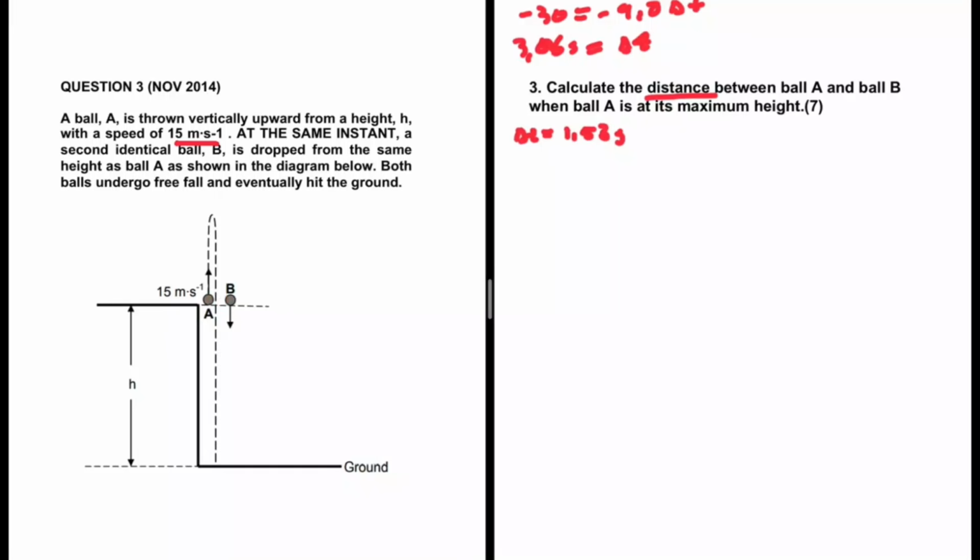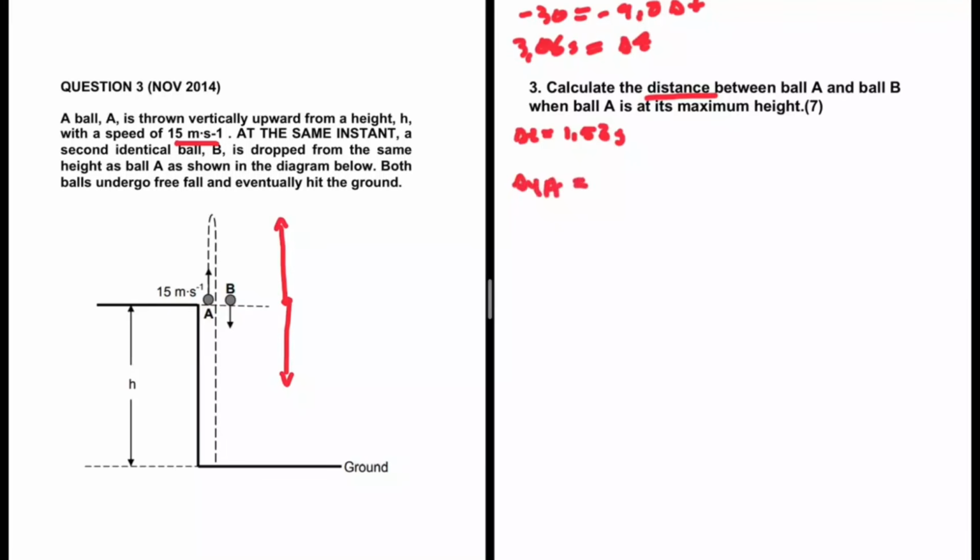In 1.53 seconds, ball A reaches its maximum height. So let's take a look. We have ball A going upwards to reach its maximum height. And then ball B is dropped, so it is going downwards, and we're interested in the displacement of A and B in 1.53 seconds. Let's start with the displacement of ball A.